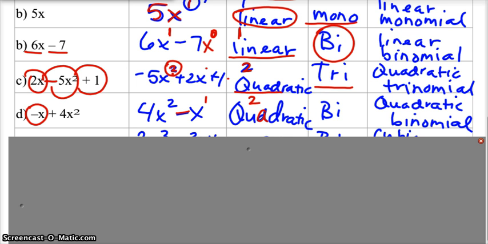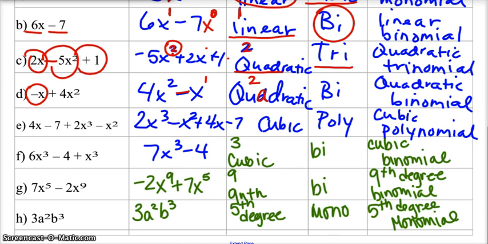Take a second, pause the video, and fill in the rest of your chart. Here are the answers. How'd you do? For letter E, this is the first time that I've spoken of the idea of polynomial because it has more than 3 parts. With a highest degree of 3, we refer to it as cubic. You wouldn't have known this before I paused it. Well, maybe you would have. We talked about it with functions. This is a cubic polynomial.